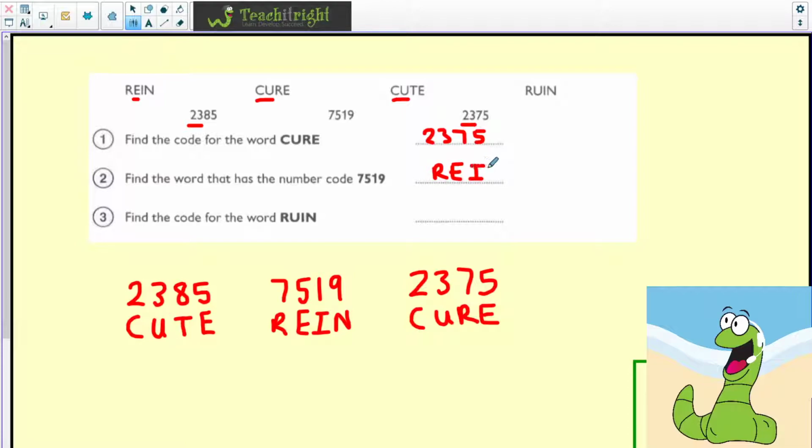Now, as I did point out earlier, sometimes you may have to work out the word that you didn't require when you were matching them up. You may still have to work out the code for it. Now, we know all the numbers for ruin, so we can do R is the 7, the U is the 3, the I is the 1, and then the N is the 9. So it'll be 7319. So hopefully you managed to get those. Obviously the hardest part is the matching. Once you've done the matching, hopefully you'll be able to easily work out the questions underneath.